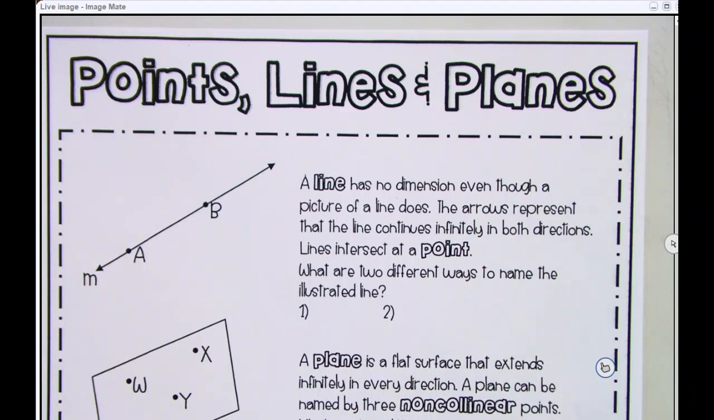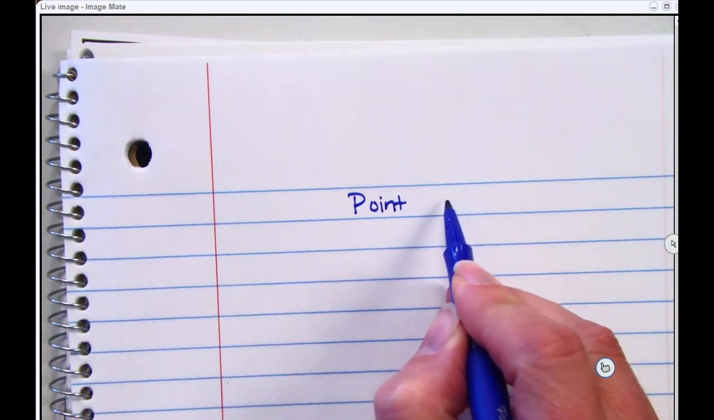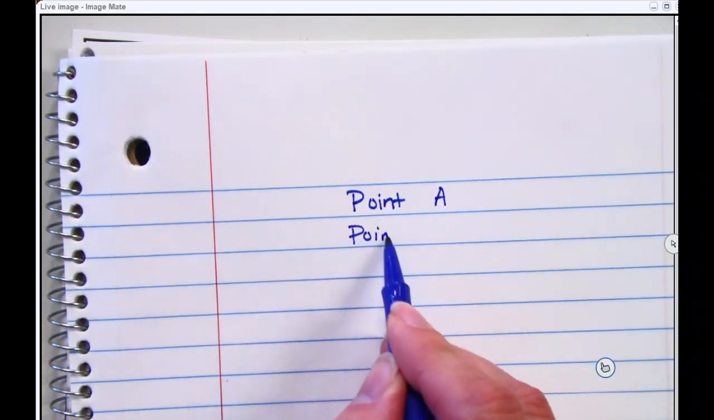Points, lines, and planes. The first thing I want to cover before we jump into this journal page is how we discuss some of these things. When we have a point, it's always labeled with one letter, like point A. And they'll say it's point B.